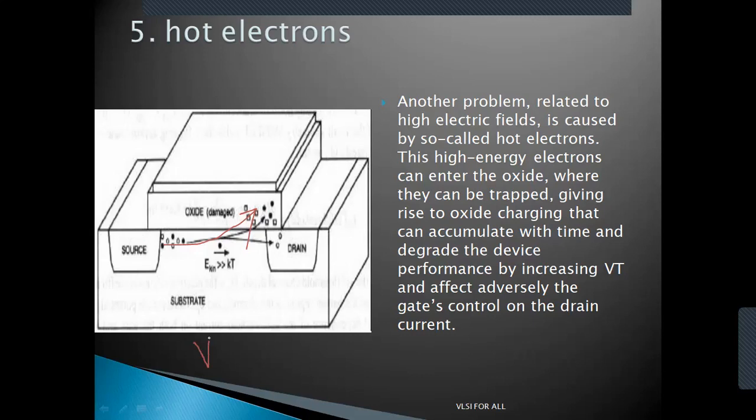If we know the threshold voltage formula, that is VT equal to QX by COX plus the metal to semiconductor work function or potential, surface potential, and QD by COX. By this formula, we understand that if oxide charge increases, then threshold voltage will increase. The electrons will come to the oxide region, and due to this, oxide charge will increase. Due to that, threshold voltage will increase. So this will affect the drain current of the device.